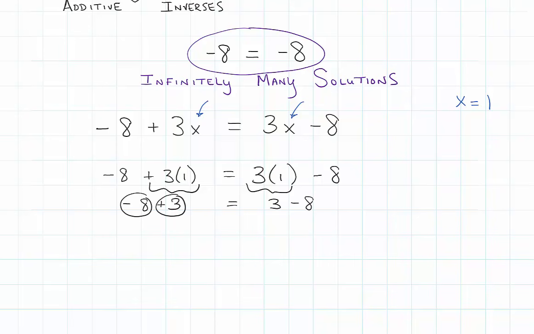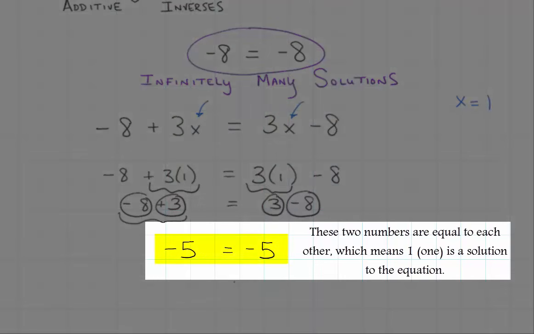Okay, I have 8 negatives and 3 positives. I definitely have more negatives than positives. That gives me a total of negative 5. On the other side, I have 3 positives and 8 negatives. I definitely have more negatives than positives. That also gives me the answer of negative 5. Let's try another one just to be sure.